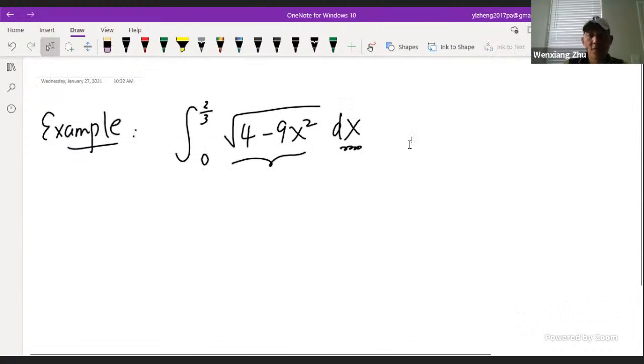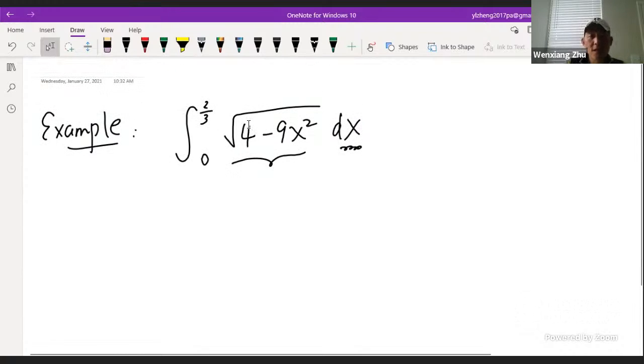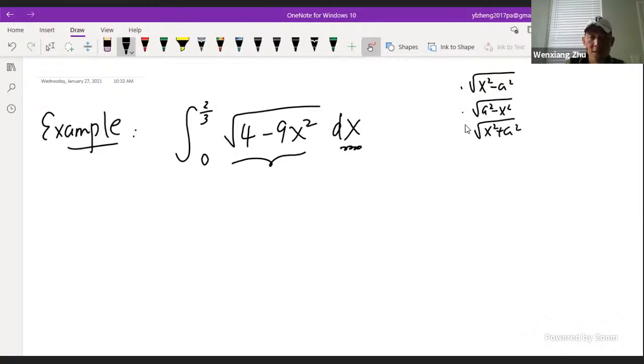So we're trying to solve for this problem. To me, this looks like three cases, right? You have the square root of x squared minus a squared, the square root of a squared minus x squared, and the square root of x squared plus a squared. Which one is this? To me, a denotes a constant, and that tells me my 4 should be equal to a squared. So I'm looking at this one here.